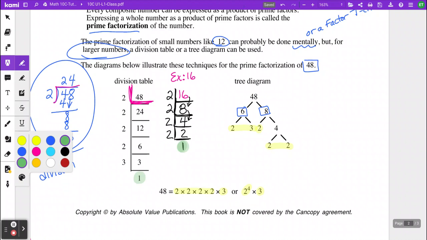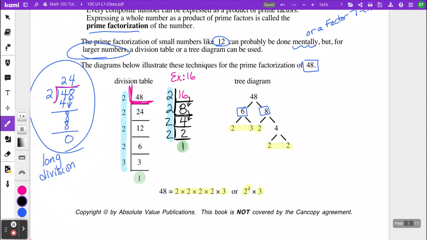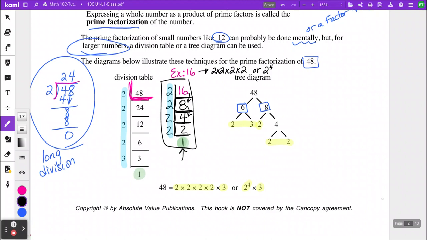Now, 1 is not considered prime. So where are our prime numbers located? On the left-hand side here. So those are where our prime numbers are located. So for the number 16, I would write my prime factors are 2 times 2 times 2 times 2, or I would say 2 to the 4th power. Okay? So that's how you would do division tables, always reducing to the digit 1. All right. The different forms, this is called repeated multiplication.